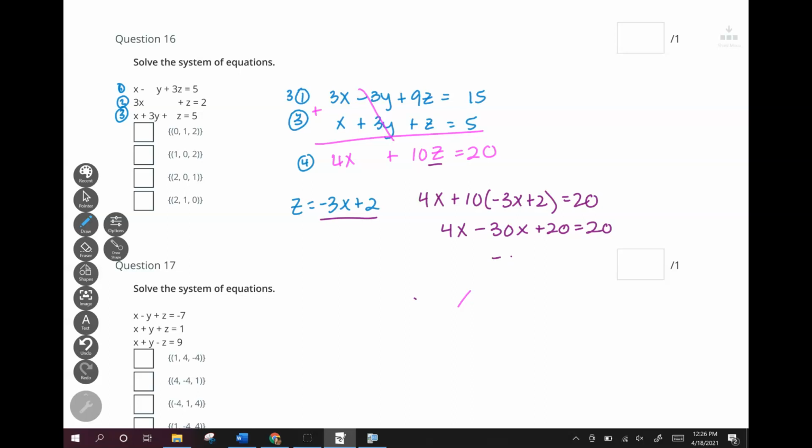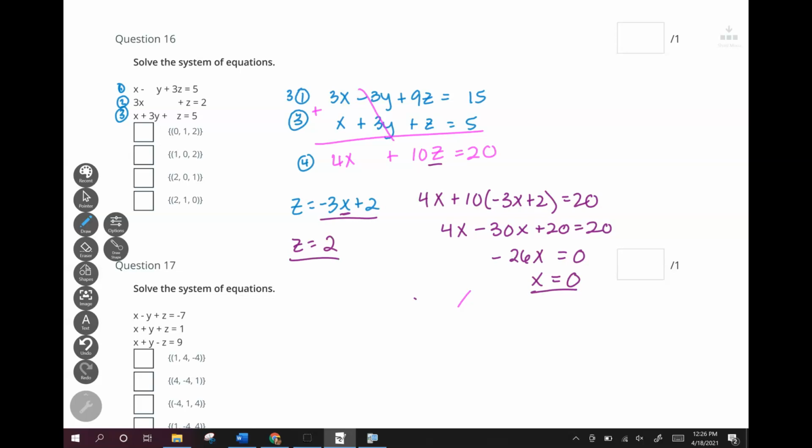So that's negative 26. Zero divided by anything is 0. So x equals 0. And now I can plug that back in for x here to figure out what z is. So z equals negative 3 times 0 plus 2, which is 2.